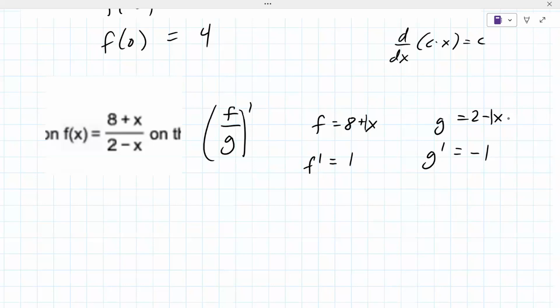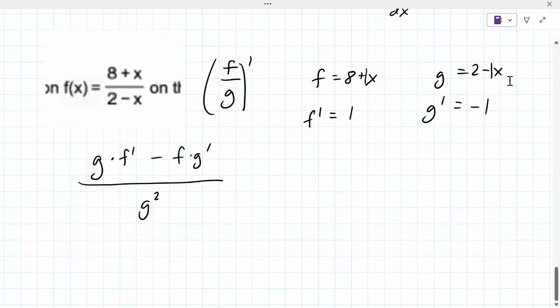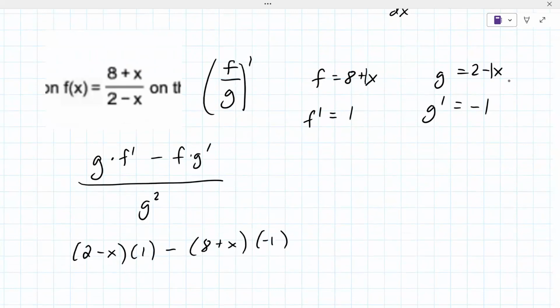Okay. So the derivative rule for a quotient is you take the bottom function times the derivative of the top, minus the top times the derivative of the bottom, over the bottom squared. Okay, so now it's just putting those pieces in. So g is 2 minus x, f prime is 1, f is 8 plus x, g prime is -1, over g squared, which is (2 minus x) squared.